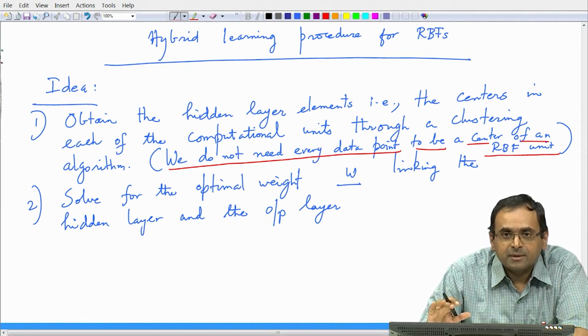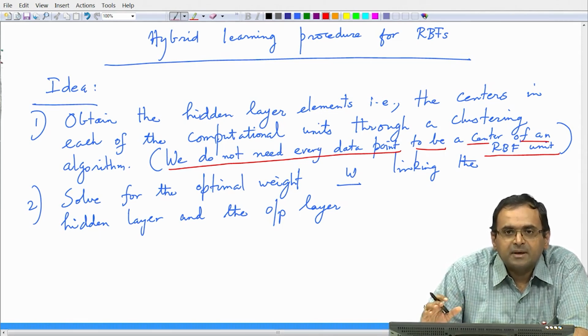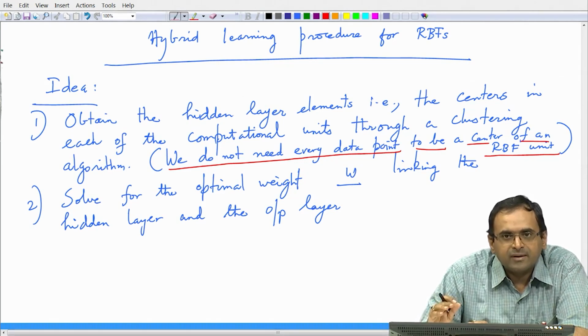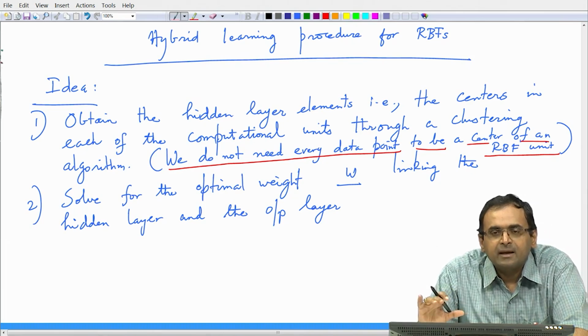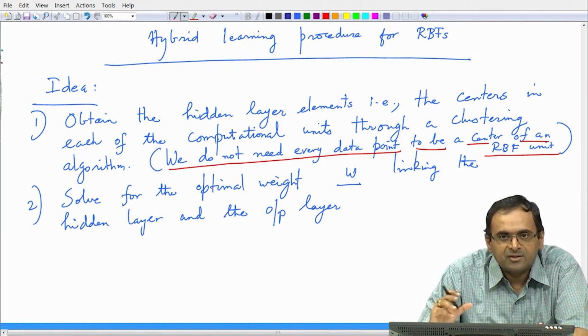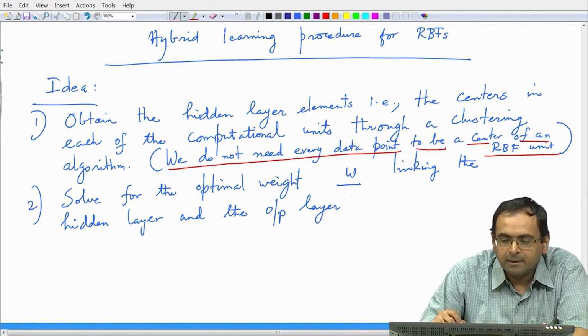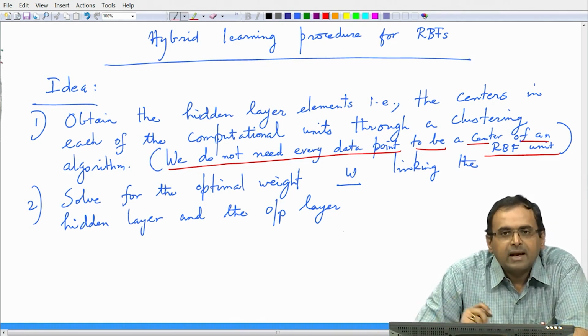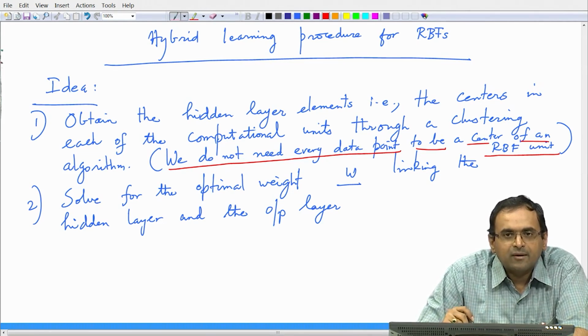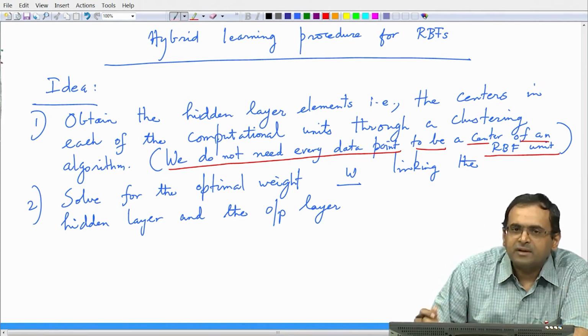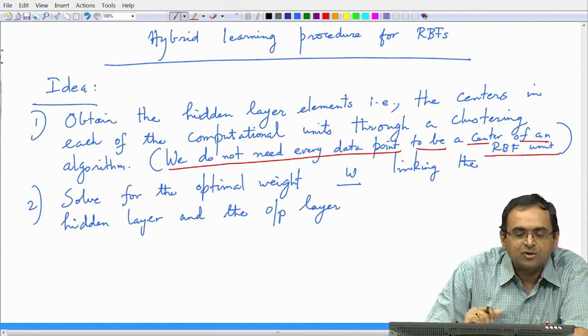That is a key distinction, because otherwise I would increase the computational complexity, because I will have a lot of hidden units. I can reduce this complexity by using clustering, where I can choose k clusters that represent in some way these n data points under some distortion measure. And then the next step would be to solve for the optimal weight W, linking the hidden layer and the output layer. So, the only unknowns are these weights W that we have to solve for, given the set of data points and the k clusters, which have to be chosen appropriately.